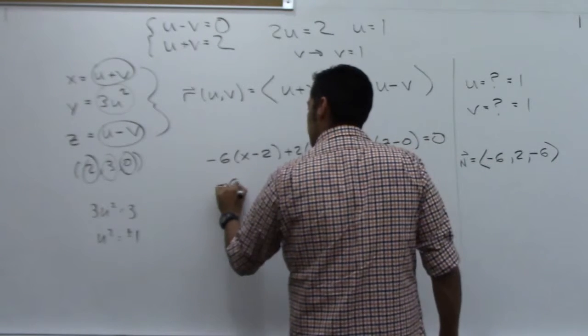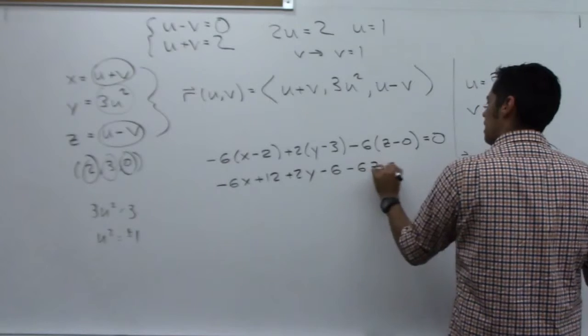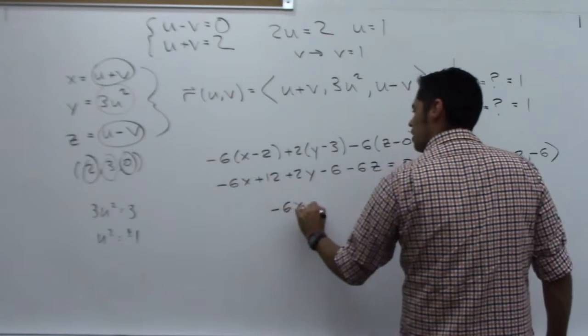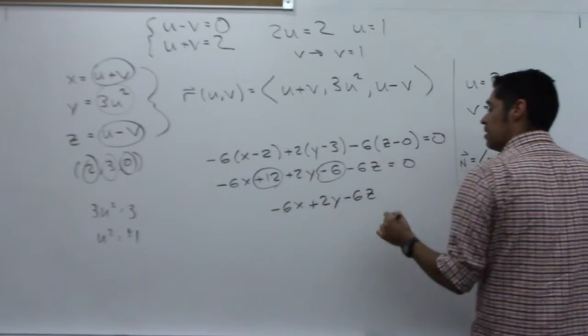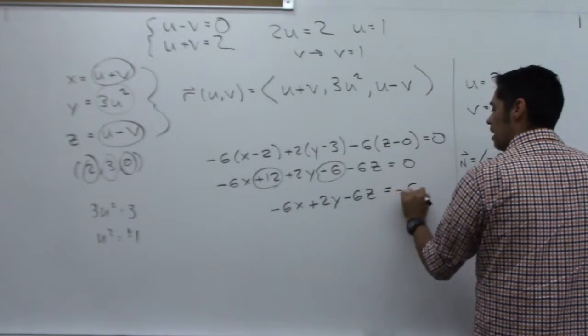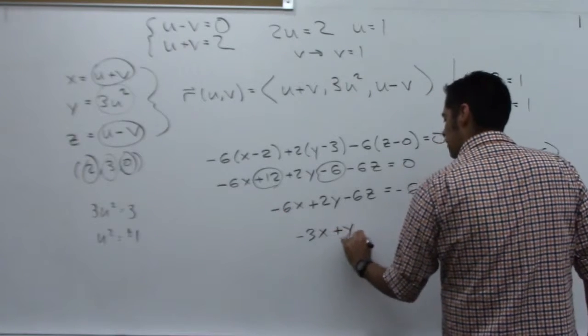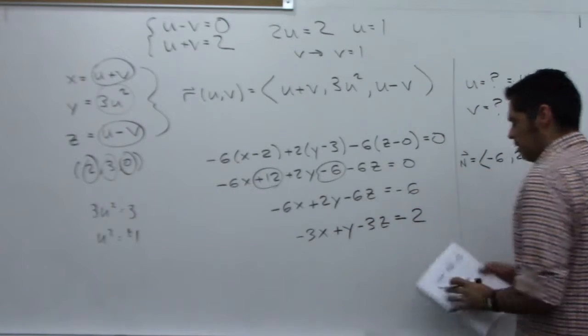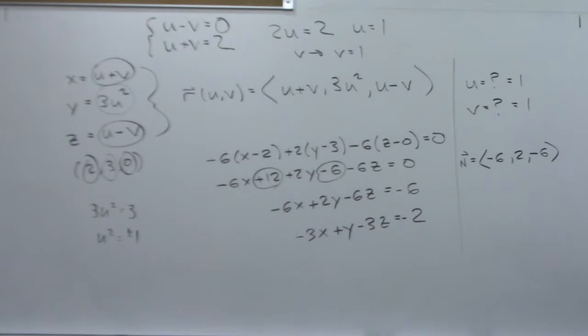Let's just clean this up. Negative 6x plus 12 plus 2y minus 6 minus 6z equals 0. Negative 6x plus 2y minus 6z. Let's see, 12 take away 6 is going to be 6. Bring it to the other side, negative 6. I can reduce everything by a factor of 2. It's a negative right there. Okay, yep, all right, so I'll let you do 31 on your own.